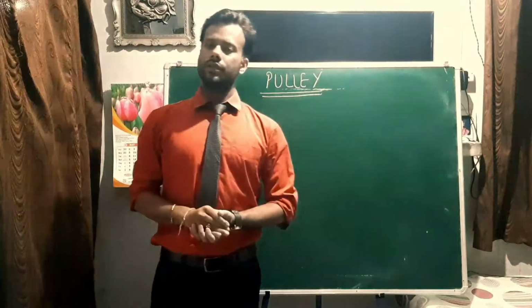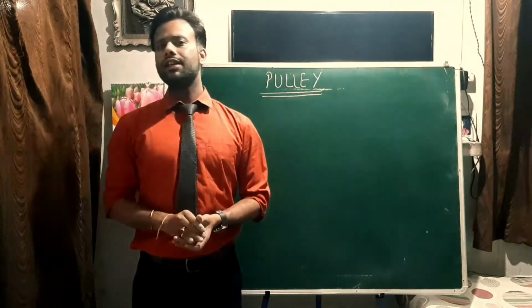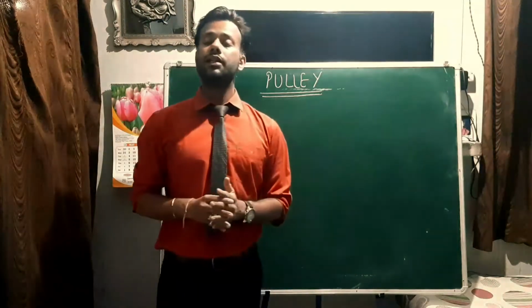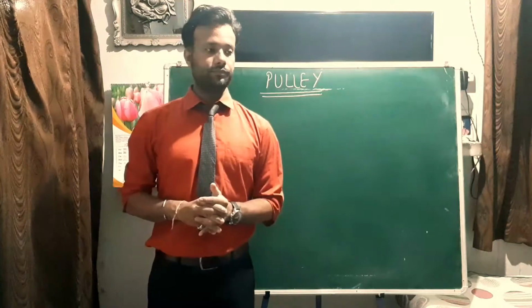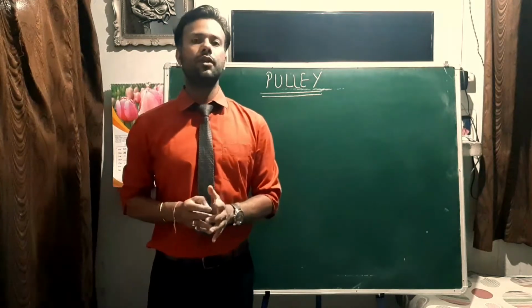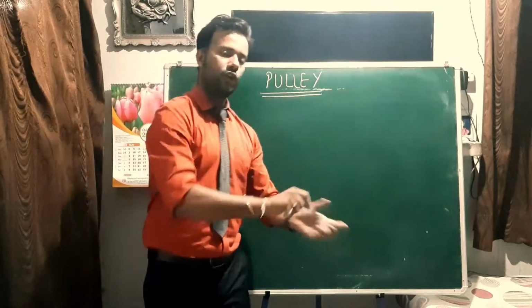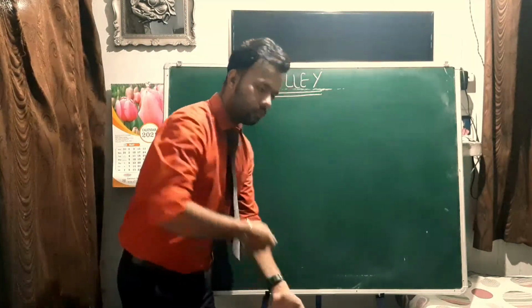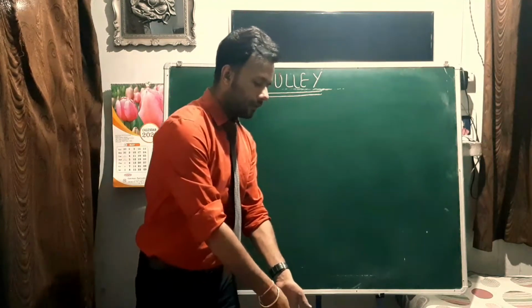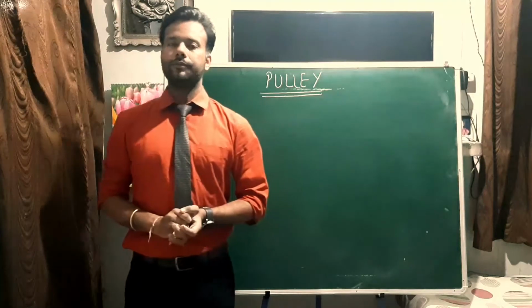A pulley is a simple machine which is basically used to lift loads by changing the direction of effort. If we change the direction of effort, it is quite easy to lift a load. For example, suppose you have to lift a bucket from the well. You tie a rope on the bucket and throw it in the well. Now you will pull the load like this, right? So the direction of effort is acting opposite to the direction of load.